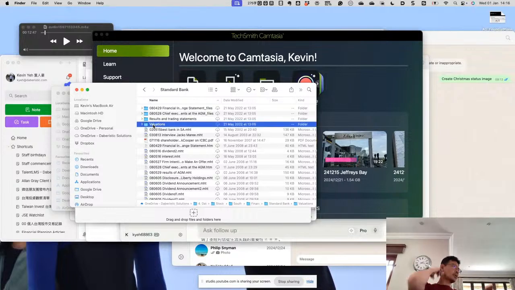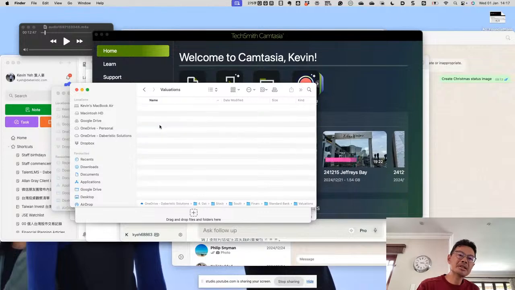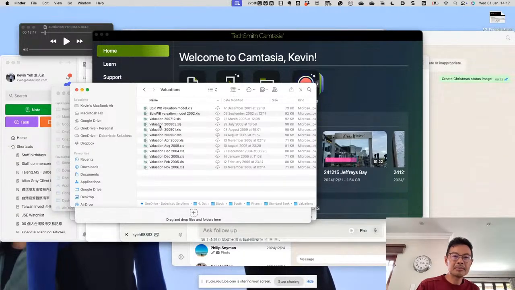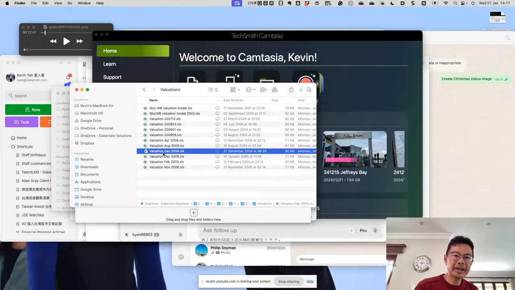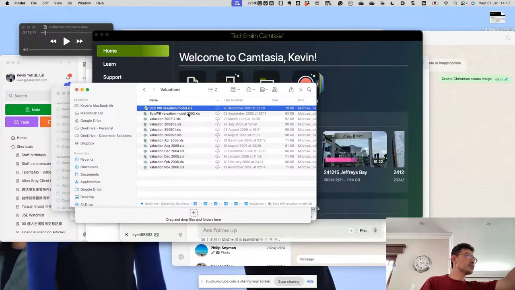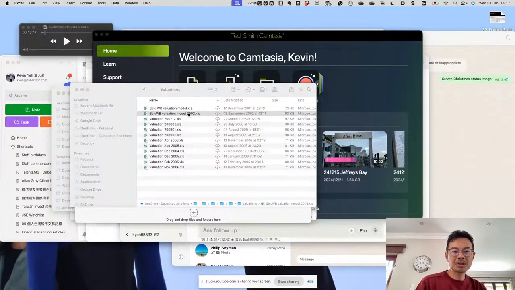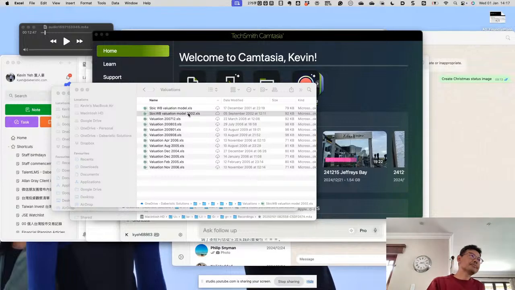Okay, so for each company, I'm using the Standard Bank example. For each company, I use a spreadsheet as a model. So you can see from 2007 and 2006, etc., I did valuation based on the method from the Warren Buffett way. So if you look at this one, this is initially from 2001, and this is 2002. So if you look at 2002, just to show you what the model looks like.